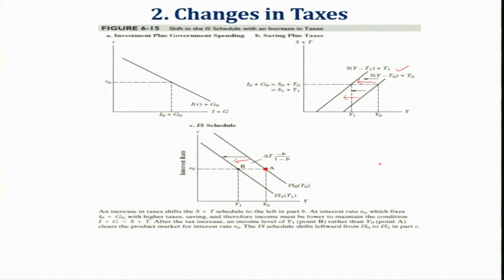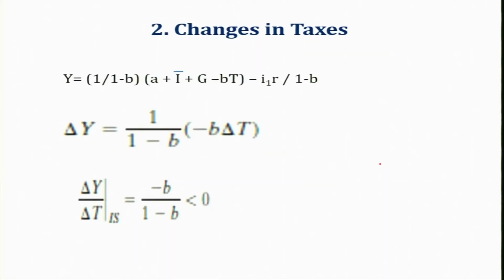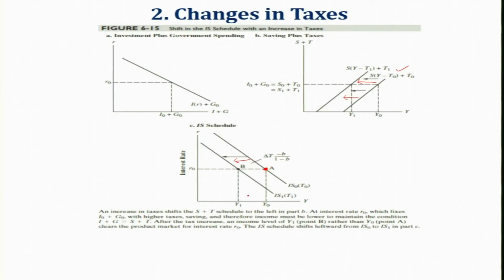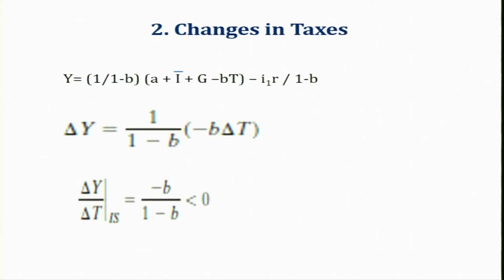How much will be the decline in del Y? The change in del Y is equal to 1 by 1 minus B times minus B del T. So this much is the decline in income. This decline in income, del Y, is negative now. There is a decline in Y, which amounts to 1 by 1 minus B times minus B times delta T.